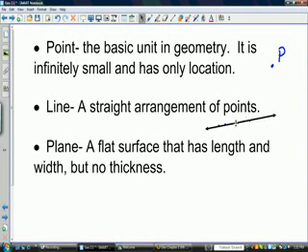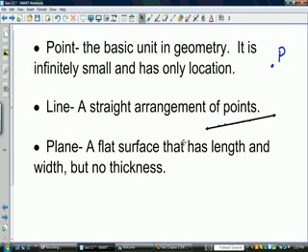Alright, and what this line is, it's actually an infinite amount of points on this line. Because points are infinitely small, this has no height. That line is actually so infinitely thin that we can't even see it. But we represent it with a line so we know where it's at.